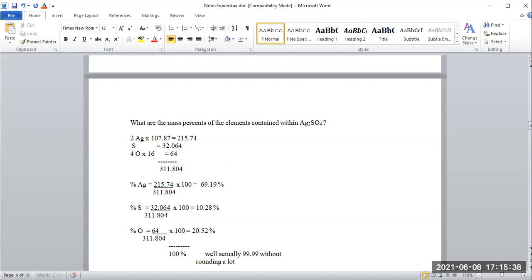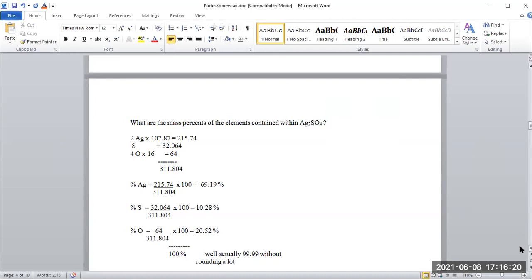For my sulfur. Now, sulfur only had 1 atom anyway, so I'm just going to use the 32.064. The bottom does not change. It remains the total 311.804. Divide, multiply by 100. I get a little over 10% for my sulfur. And the last one, I have 64 over the 311. Divide, multiply by 100, and I get 20.5%.